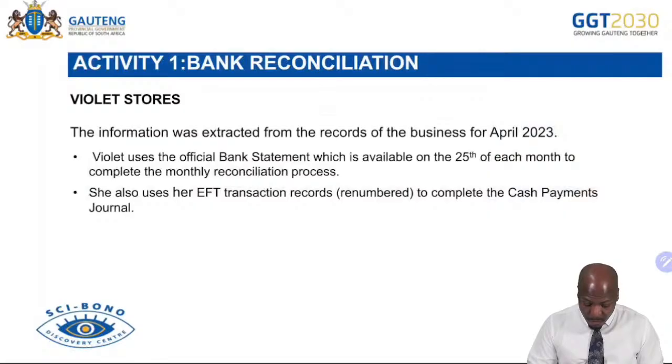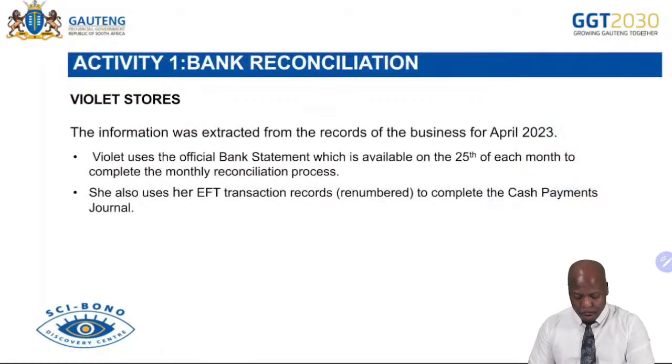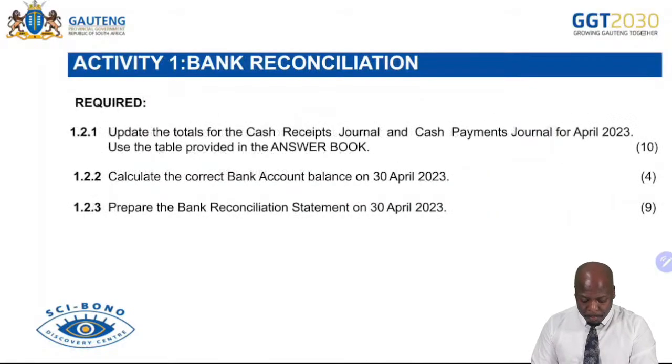The question reads, Violet Stores. The information was extracted from the records of the business for April 2023. Violet uses the official bank statement, which is available on the 25th of each month, to complete the monthly reconciliation process. She also uses her EFT transaction records, numbered, to complete the cash payments journal.